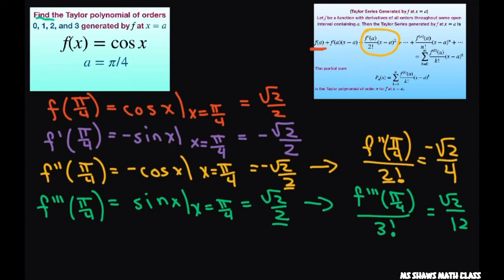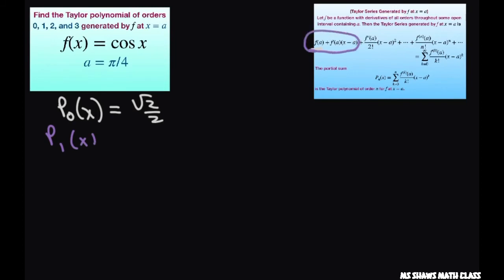Now let's find the polynomial of these orders. So let's get started with that. We have p sub 0 of x, and that was just our first term. So that's that. Square root of 2 divided by 2. Now, p sub 1 of x, that means the first two terms here, that's just going to equal square root of 2 divided by 2 minus square root of 2 divided by 2 times x minus a. So a is pi divided by 4.